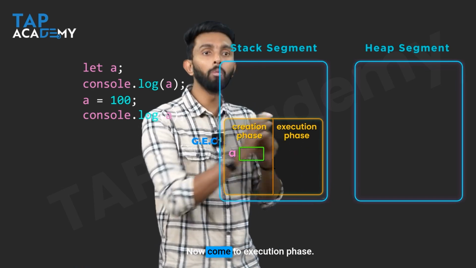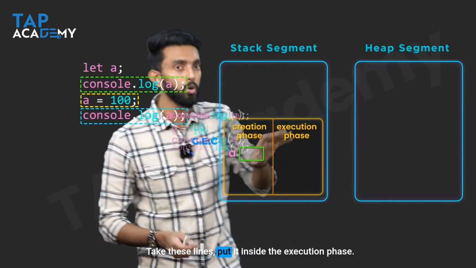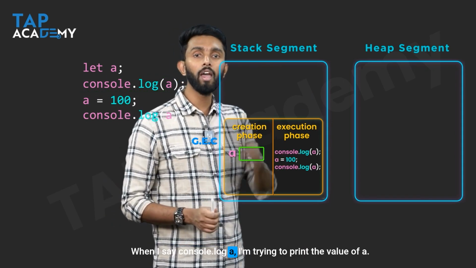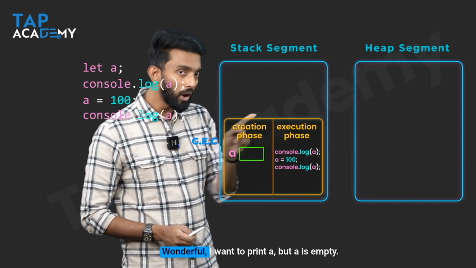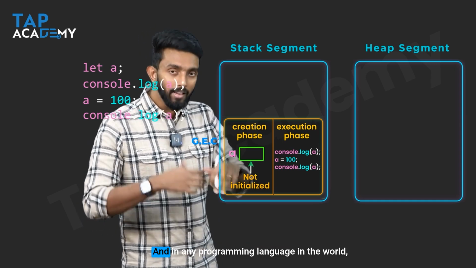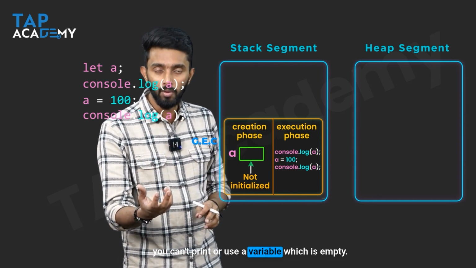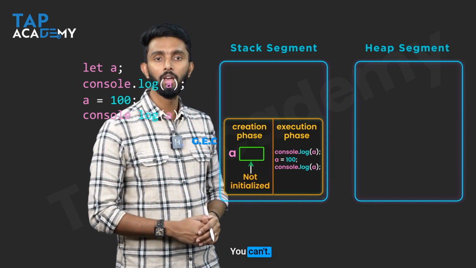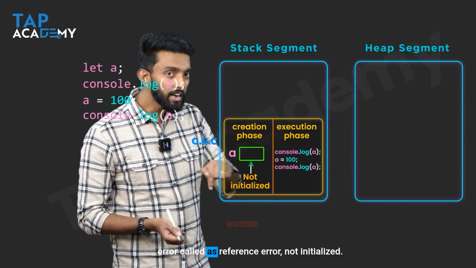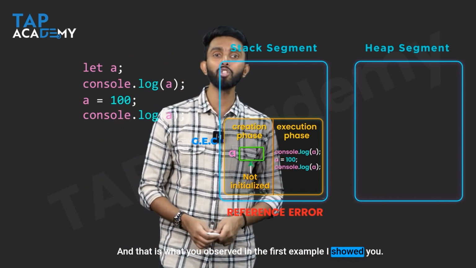Now you must focus. Creation phase is over, now come to execution phase. What are the lines remaining? Printing, initialization, printing. Take these lines, put it inside the execution phase. Now execution will begin. When I say console.log A, I am trying to print the value of A. Wonderful, I want to print A, but A is empty. A is not initialized. And in any programming language in the world, you can't print or use a variable which is empty. You can't. That is why immediately in this line you will get an error called reference error, not initialized. And that is what you observed in the first example I showed you.